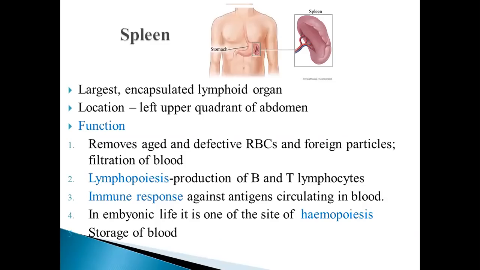The next tissue we have is the spleen, a very important tissue of the body. It is the largest encapsulated lymphoid organ, present in the abdominal region, in the left upper quadrant of the abdomen. You can see the location here. The function of this organ is removal of defective RBCs; destruction of RBCs occurs in the spleen. Also, there is production of T and B lymphocytes, and it mounts the immune response against antigens circulating in blood. In embryonic life, it is the site of hemopoiesis. Also, it stores blood.